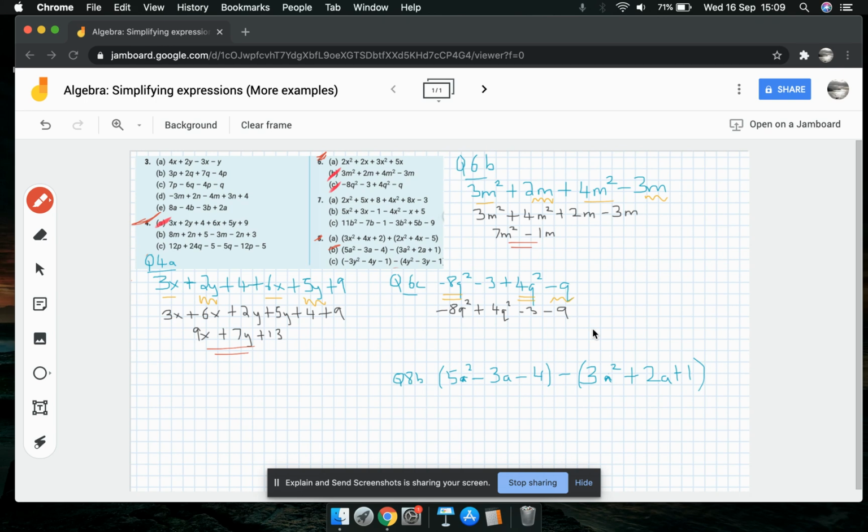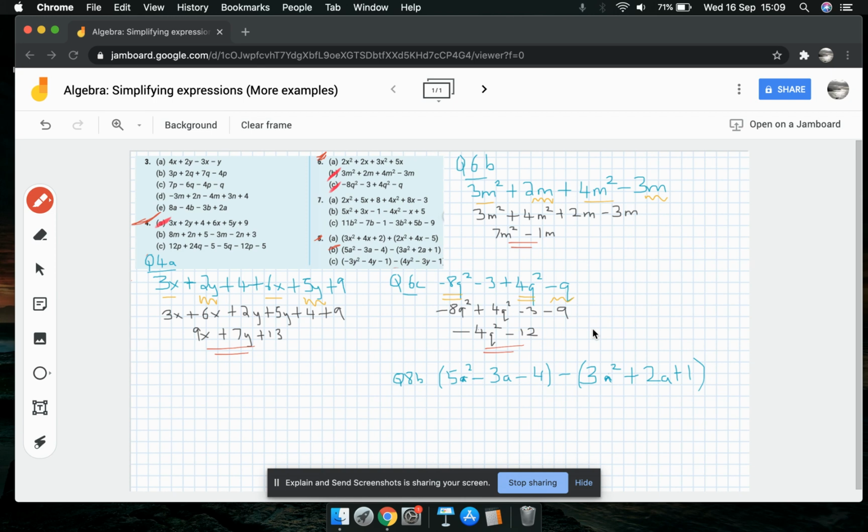If we look at this, minus 8q squared plus 4q squared is just going to give you minus 4q squared. And minus 3 minus 9 is minus 12. That is as simplified as possible. Cannot do any more. So what we can do here is highlight that we're now finished and just underline it. The last one is a bit tricky, and this involves brackets.